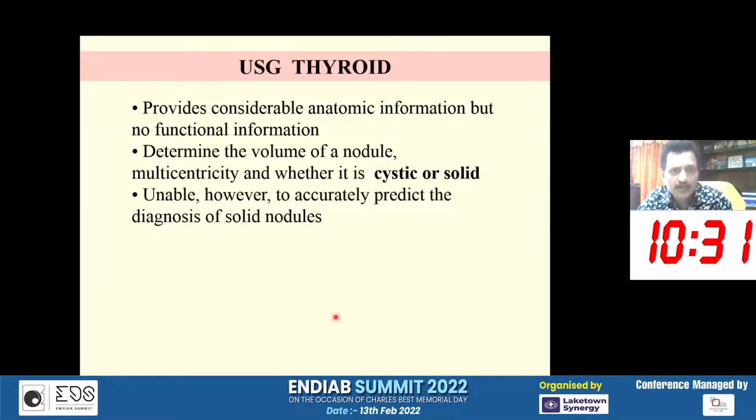So coming to the ultrasound, as I have said, the ultrasound is the second best option in front of us after the FNAC, and we can do it after the thyroid function evaluation. It provides considerable anatomic information, but no functional information. It can determine the volume of a nodule, and very importantly, whether it is cystic or solid, because if it is a completely cystic lesion, it is always benign. It is unable, however, to accurately predict the diagnosis of a solid nodule. So in those cases, we require the support of the FNAC.